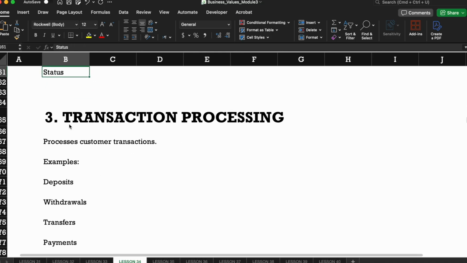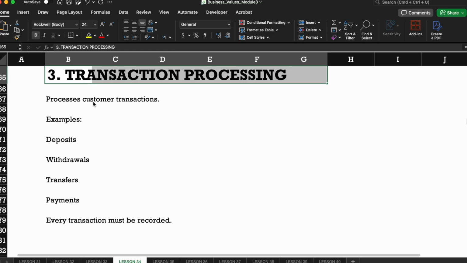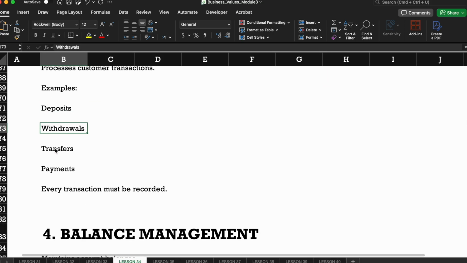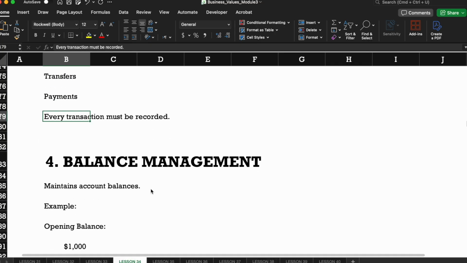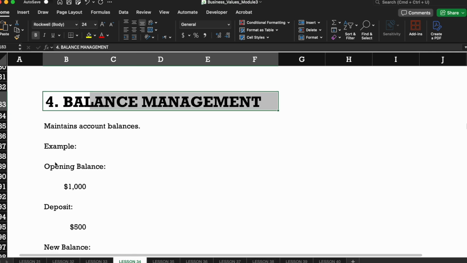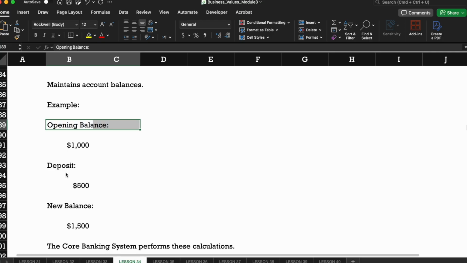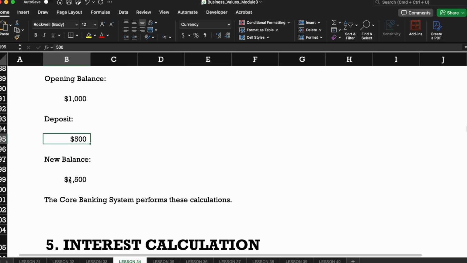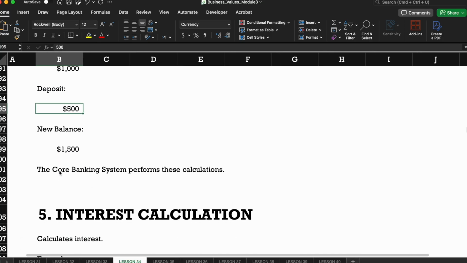Number 3, transaction processing. It processes customer transactions, for example deposits, withdrawals, transfers, payments. Every transaction must be recorded. Number 4, balance management: maintains the account balances. Example: opening balance $1,000, deposit 500, new balance is 1,500. The core banking system performs these calculations.